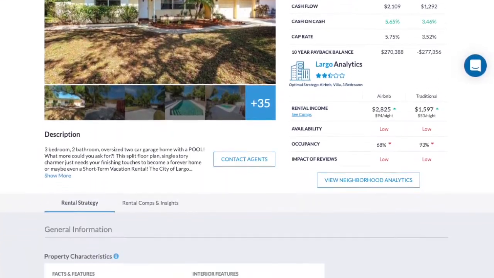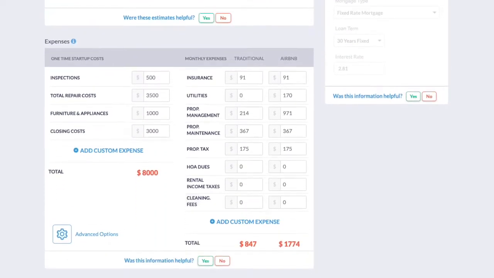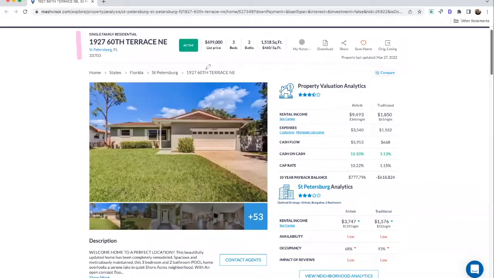Welcome to Mashvisor's property page, where Mashvisor will help us analyze a deal. Mashvisor will show us the location, list price, number of beds, baths, and square footage, the pictures on the home, and a description from the local listing agent. Mashvisor shows us a property valuation analytics score, a score that Mashvisor gives the property based off the rates of returns and the market analysis.